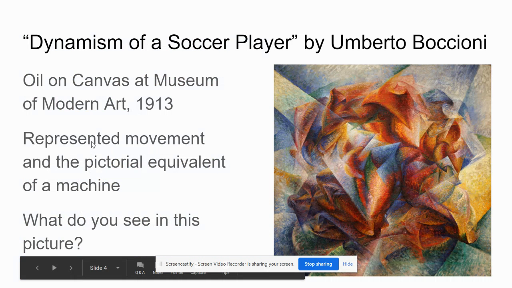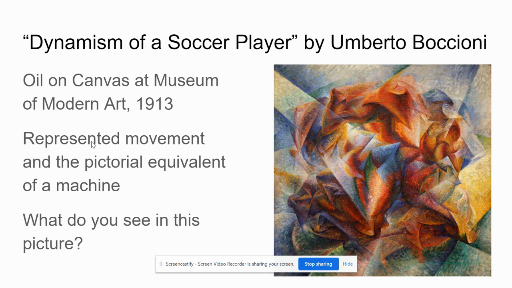This one is called Dynamism of a Soccer Player by Umberto Boccioni. This is oil on canvas at the Museum of Modern Art, from 1913. It represented movement and the pictorial equivalent of a machine. So I ask people usually, what do they see in this picture?